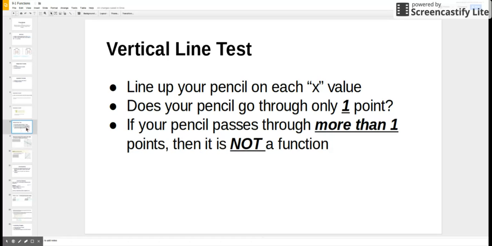Vertical line test. This is a quick way to see whether or not you have a function. Just line up your pencil on each x value. Does your pencil go through only one point? If your pencil passes through more than 1 point, then it is not a function.